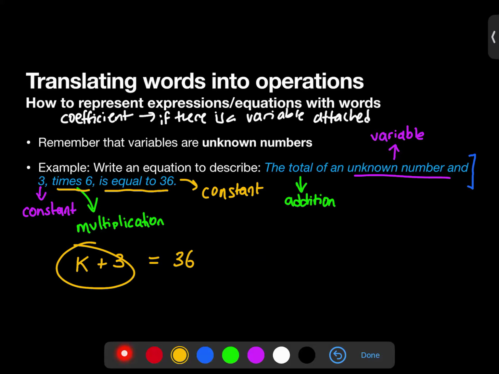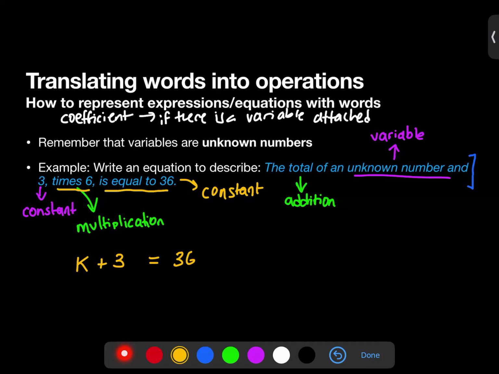Does anyone know? Are we multiplying everything by 6, or are we multiplying only 3 by 6? Okay, so let's see how we can know from the sentence whether to multiply everything by 6 or to multiply only the 3 by 6.